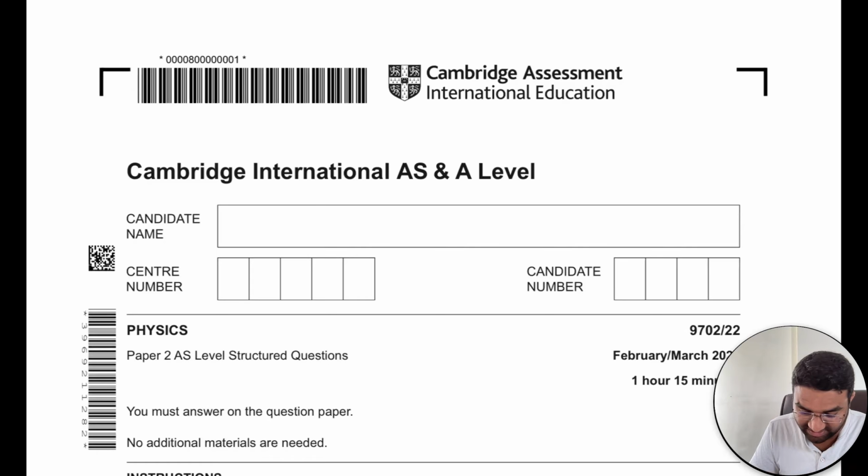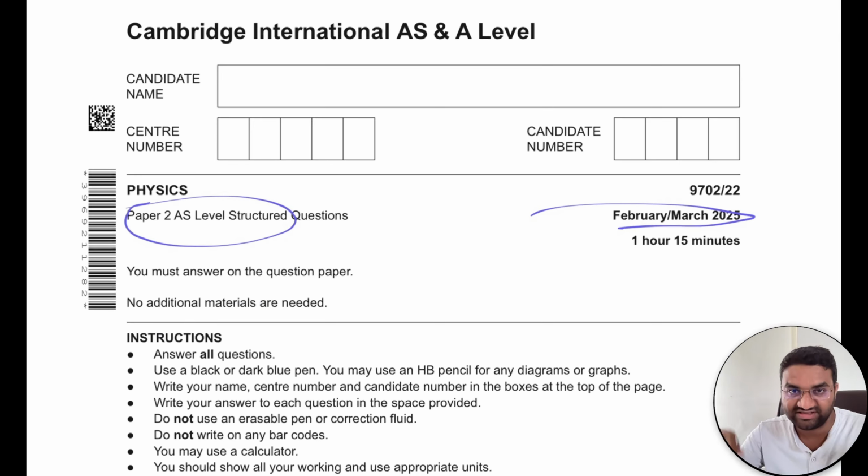So today we have to discuss the paper 2 AS level question. It's from February March 2020. 5 means this year's paper.